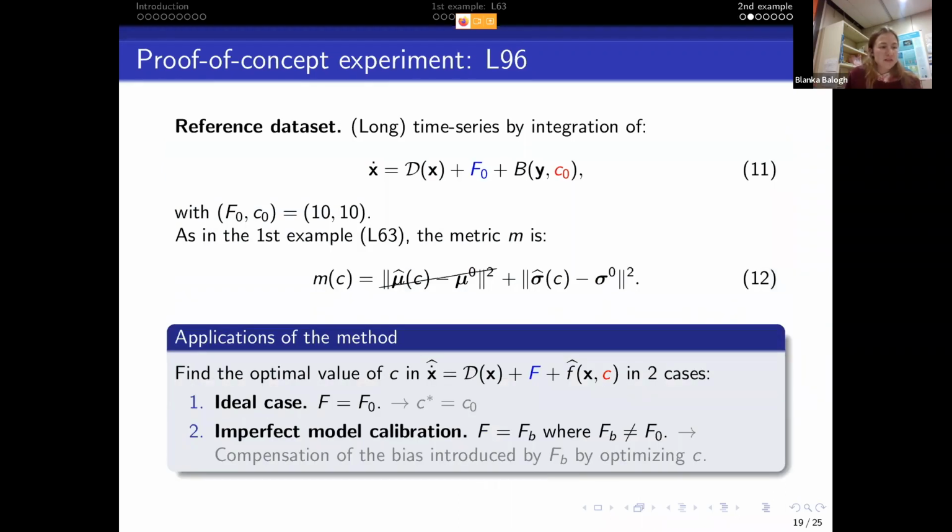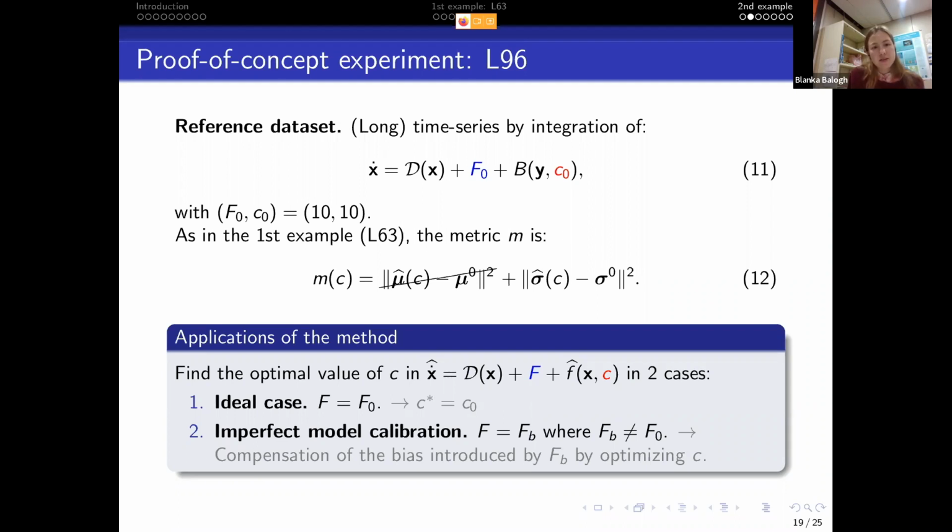So here we will proceed the same way that we did in the Lorenz 63 example. First we generate a reference data set. Here we don't have observations, so it will again be a long time series obtained by integration of equation 11, which corresponds to the Lorenz 96 equations parameterized with f and c, the two parameters equal to reference values f0 and c0, numerically 10 and 10.